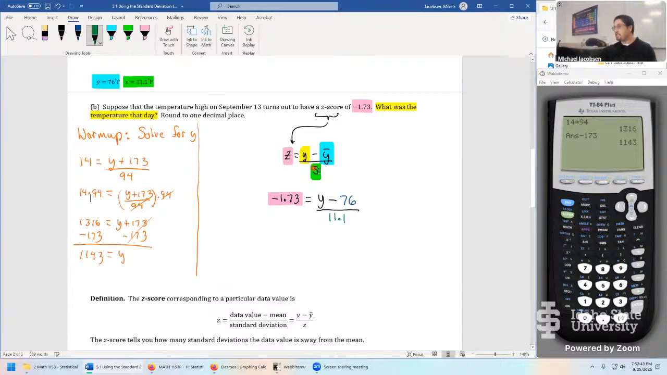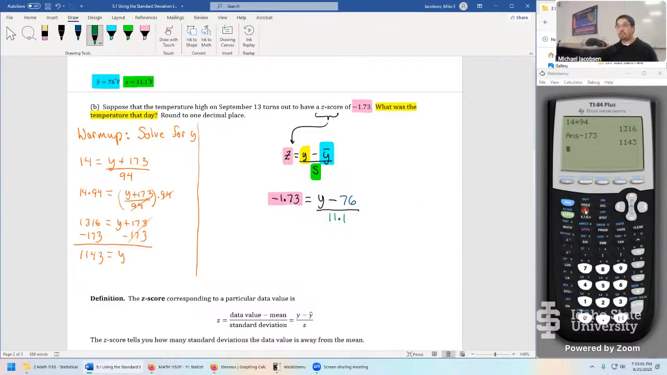11.1 degrees goes in place of S. And this is worth partial credit too. If it was a 5-point problem, I'd say this is worth 3 points. We didn't get to the punchline, but you knew what the formula was and how to evaluate it. Last bit is just solving it. I'll do it 2 ways.